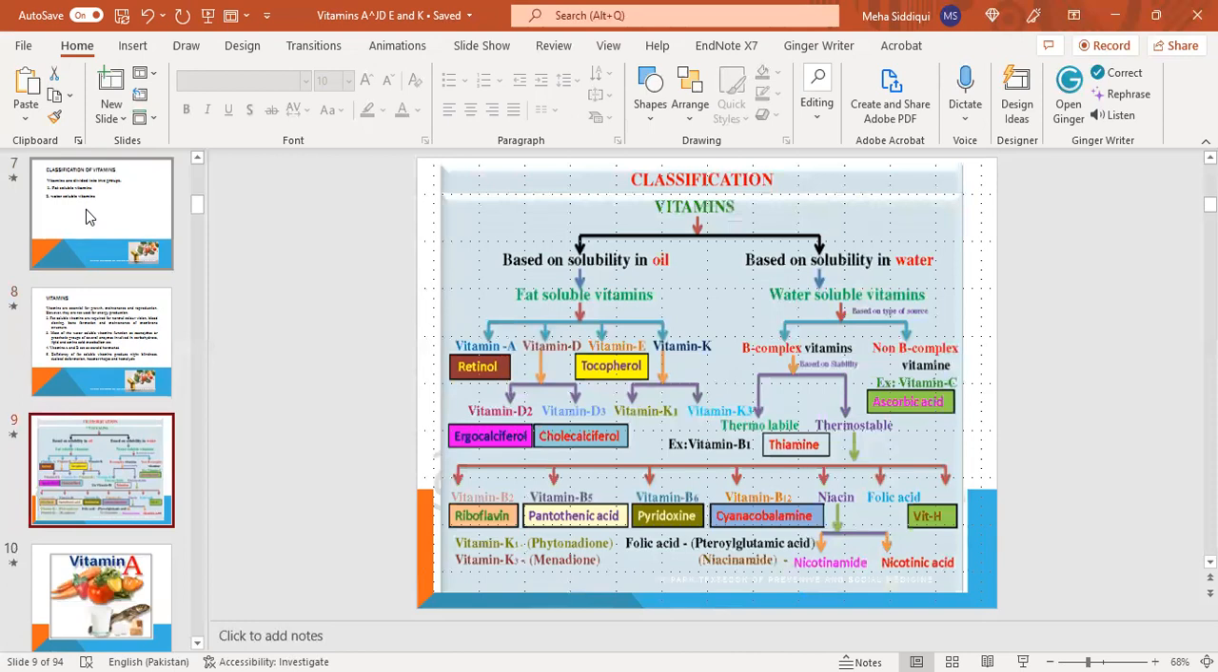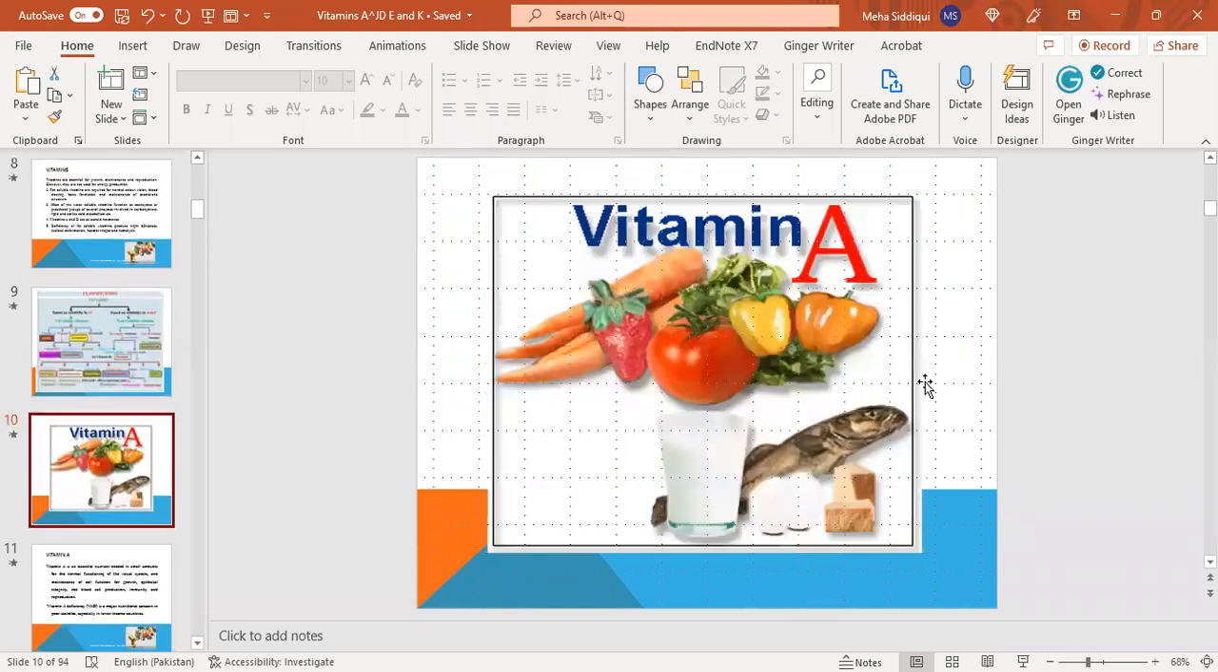Deficiency of fat-soluble vitamins produce night blindness, skeletal deformation, hemorrhages, and hemolysis. This is the picture to show the classification of vitamins. Based on solubility in oil, they are divided into fat-soluble vitamins, and if they are soluble in water, they are called water-soluble vitamins. Among fat-soluble vitamins, we have vitamin A, vitamin D, E, and K. And vitamin D is further divided into vitamin D2 and vitamin D3. And vitamin K is divided into vitamin K1 and K3. And this is the division of water soluble vitamins, that is vitamin B and C, which we would discuss tomorrow.